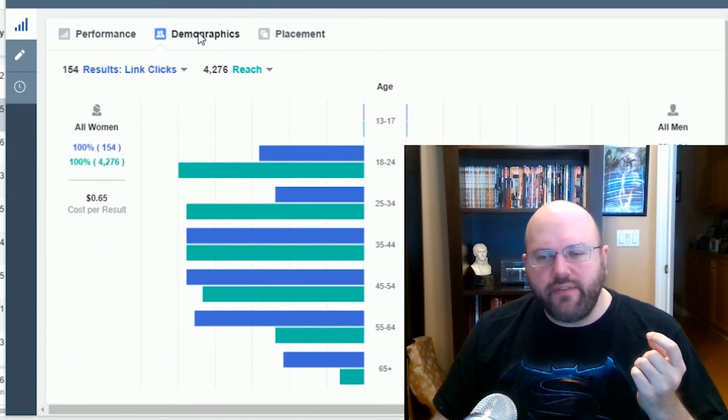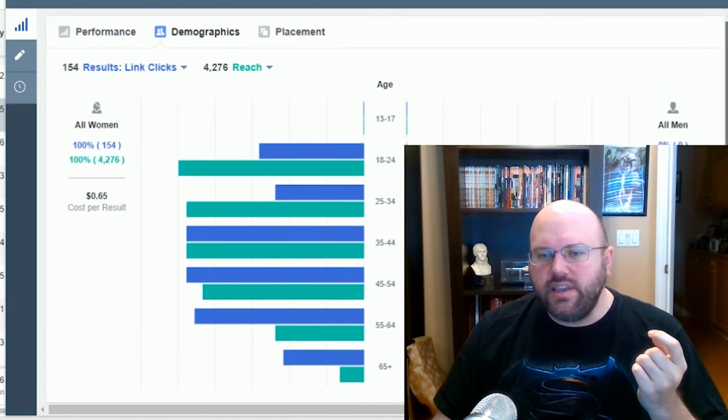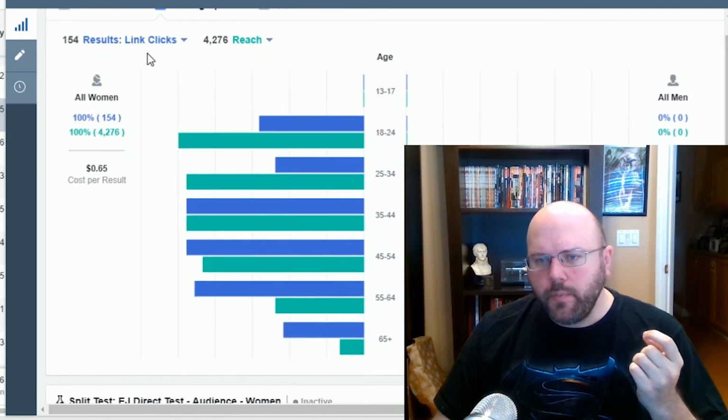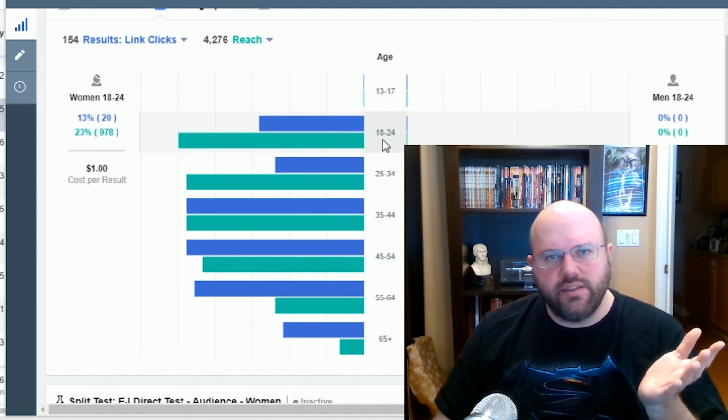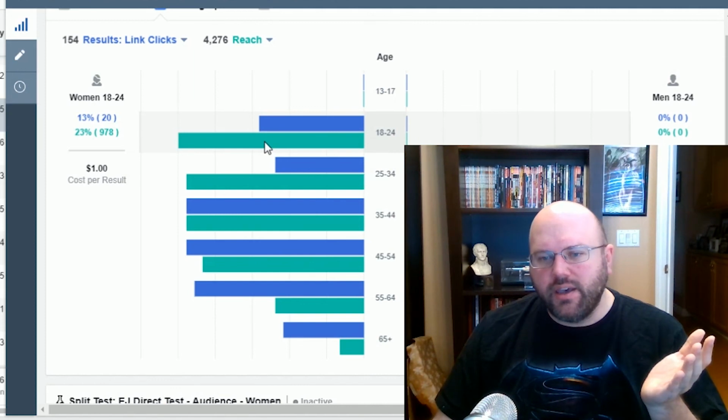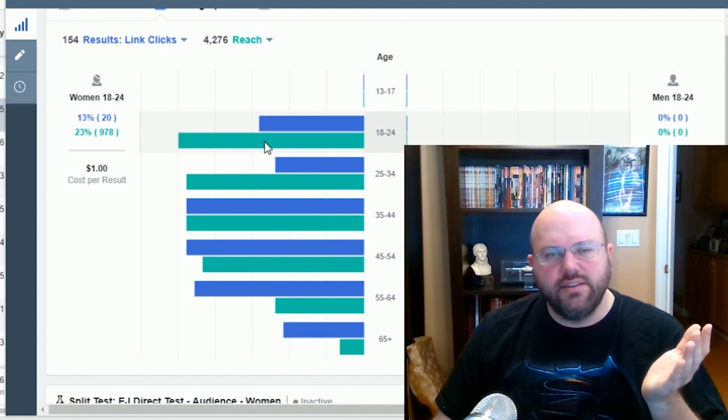Now, if we go to this demographics tab here, which is really telling, what we'll see is Facebook tells us the different age ranges that we reached and how many link clicks these people provided. So we're not interested in the 13 to 17-year-old age group, obviously. But this kind of matches up with what we saw in the split test results. 18 to 24-year-olds were served the most in terms of audience reach at 978 impressions, right? But we only got 20 clicks off of them.